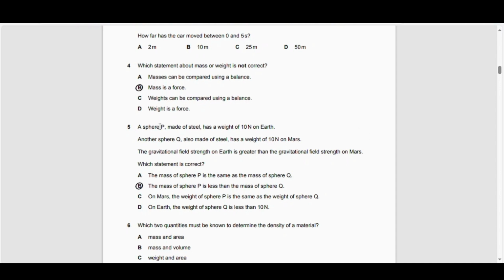And we did just make out that if you assume that the gravitational acceleration near Earth is equal to 10, then P has a mass of 1 kilogram, and this object clearly has a mass greater than 1 kilogram, so A cannot be right. The second statement says the mass of sphere P is less than the mass of sphere Q, which is what we've deduced, so that is correct, but let's quickly check the other options just to make sure that we don't have any surprises.